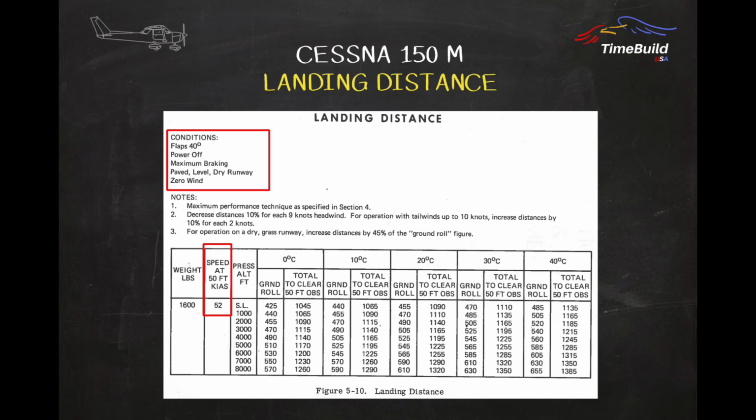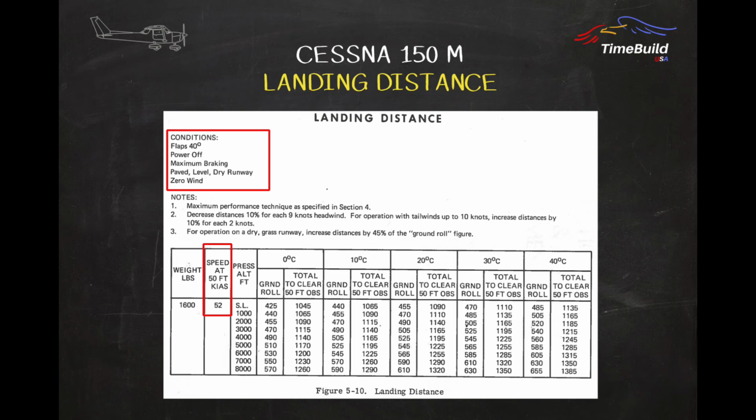A power-off landing that uses maximum braking is also a condition of the landing data. The runway is assumed to be paved, dry, and level. Note 3 does make allowances for a dry grass runway, but remember that TimeBuildUSA aircraft must only be operated from paved runways. Wind conditions are calm, though Note 2 provides an adjustment for both headwinds and tailwinds.